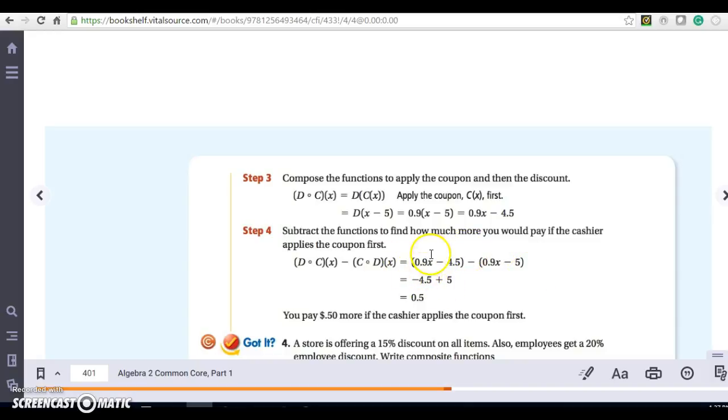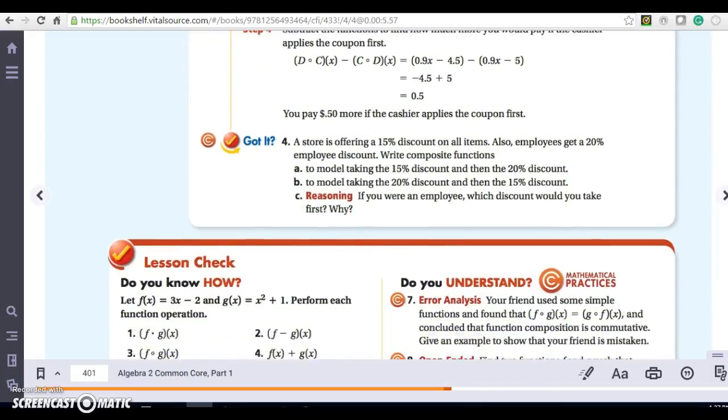And so the 0.90X terms both cancel out, and I get negative 4.5, and this is going to change to a plus, so I get negative 4.5 plus 5, which is giving me 50 cents. So you pay 50 cents more if the cashier applies the coupon first. So definitely don't want them to apply the coupon first.